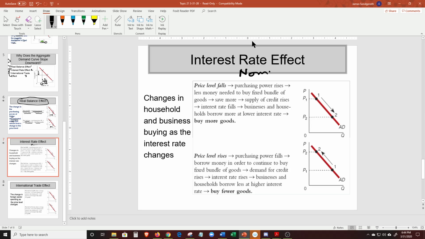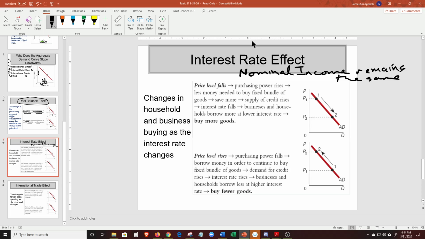They're assuming nominal income remains the same. All right. So if price level falls, your real income goes up. You can buy more stuff, even though your nominal income didn't.